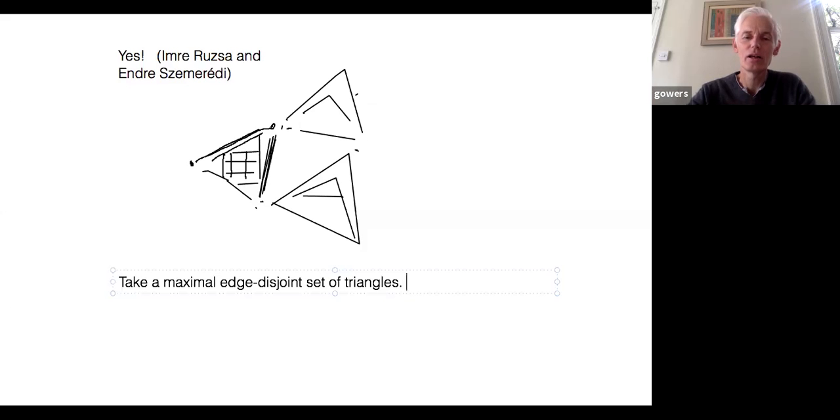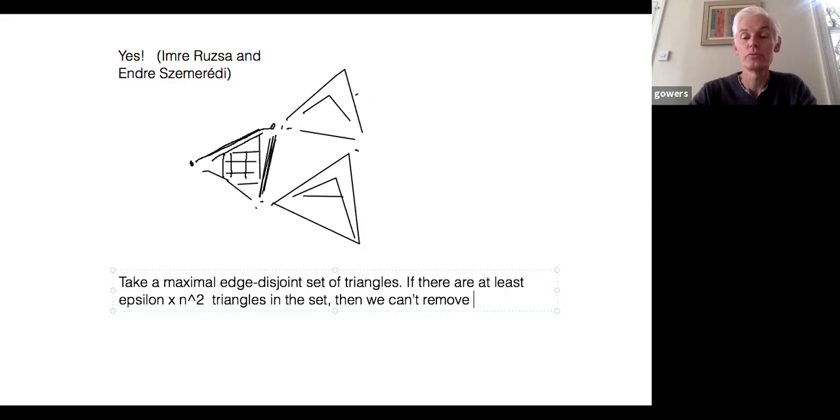So, but let's say the following: if there are at least epsilon times n squared triangles in the set, then we can't remove epsilon n squared edges and get rid of all triangles, because you have to remove an edge from each of those edge disjoint triangles if you want to get rid of all those triangles. But actually the converse is true.